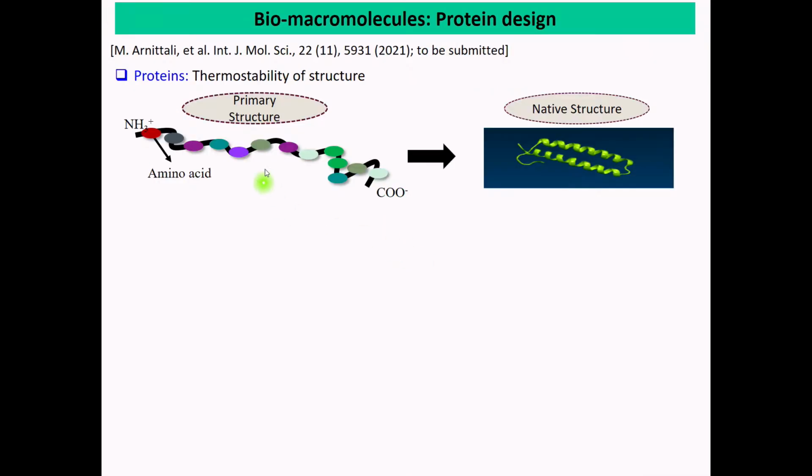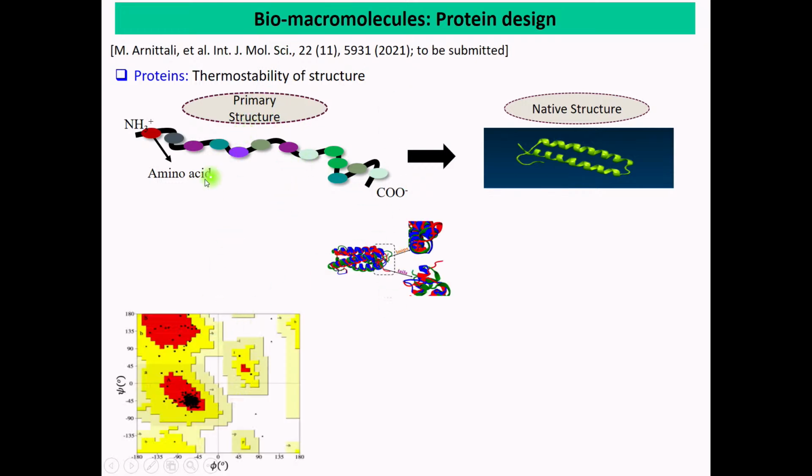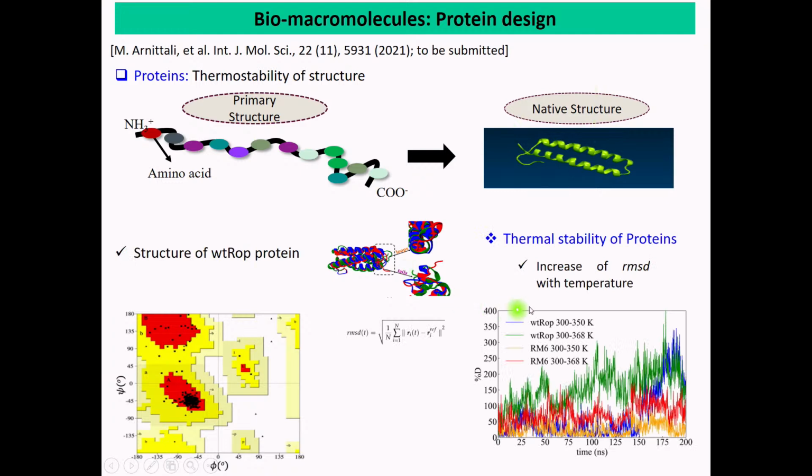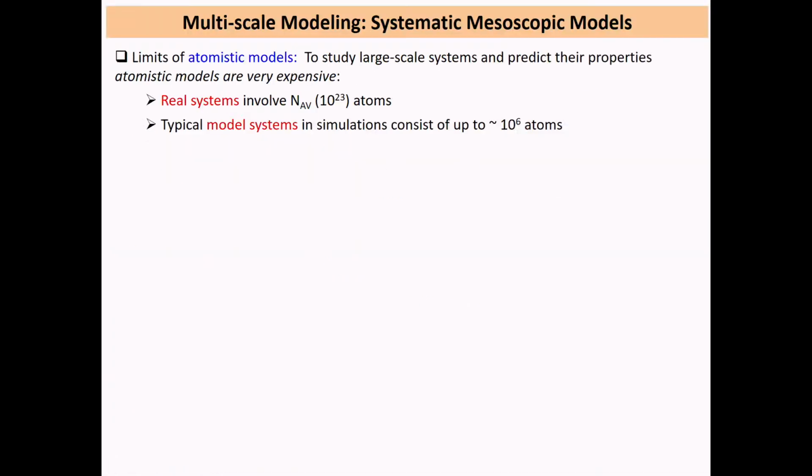For example, this is a more recent study related with proteins. Again here the goal is to examine proteins, and especially in this work it was the thermal stability of their structure. So as you all know, proteins form the primary structure, which is the sequence of the amino acids. Then there is the secondary structure and the tertiary, the native structure, the folding. And we were able to examine the thermal stability of them by computing different metrics as a function of temperature.